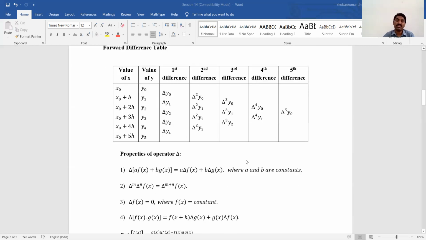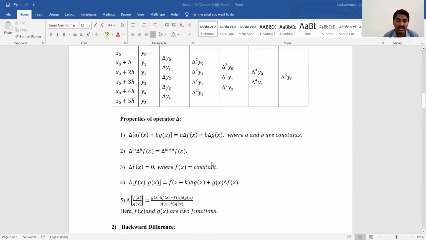Now we know some properties of the forward difference delta. Here delta of a f of x plus b g of x is equal to a into delta f of x plus b into delta g of x, because here a and b are constant terms. Take them outside and apply the delta operator on f of x and g of x. Delta m of delta n f of x is equal to delta raised to m plus n f of x. And delta f of x equals 0, where f of x is a constant function.